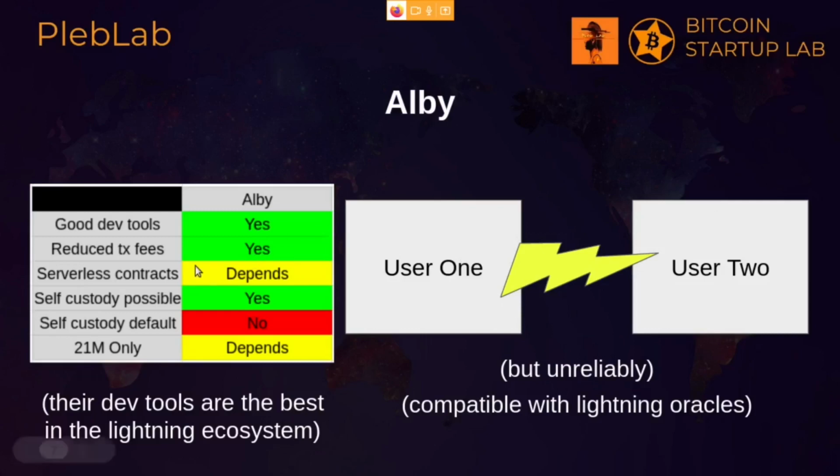You also get the benefits of having reduced transaction fees. You get compatibility with Lightning oracles because Alby is just a Lightning wallet. It does have the same unreliability issues as Lightning because it's just a Lightning wallet. It has the same problem of serverless contracts, where if you're trying to do some kind of contract between two parties, you can do that, but the server is going to have to be online the whole time. I think that's usually fine though. People don't really care if some third party has to stay online as long as they don't. People seem to be fine with that.